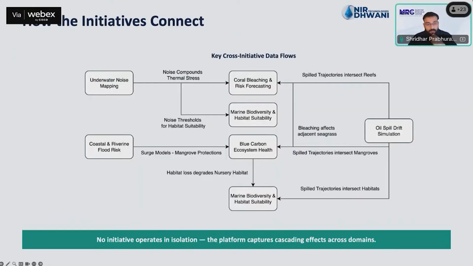As I was explaining, all these initiatives are connected to each other. Mangroves and Flood Risk, Initiative 5, directly maps to Initiative 2 of the storm surge. Because we know for a fact that the mangroves are the first line of defense for any flooding or any surging that happens.